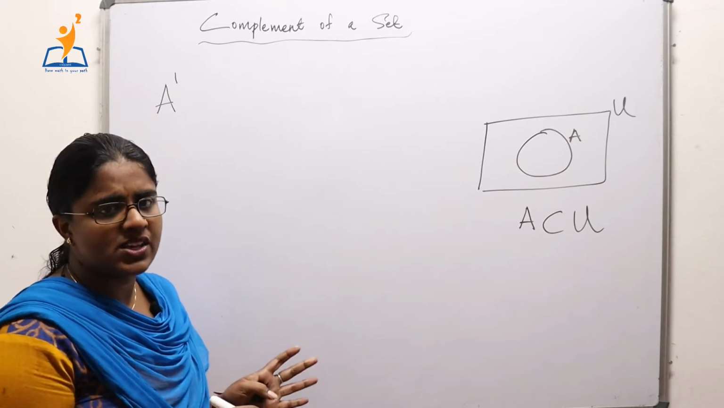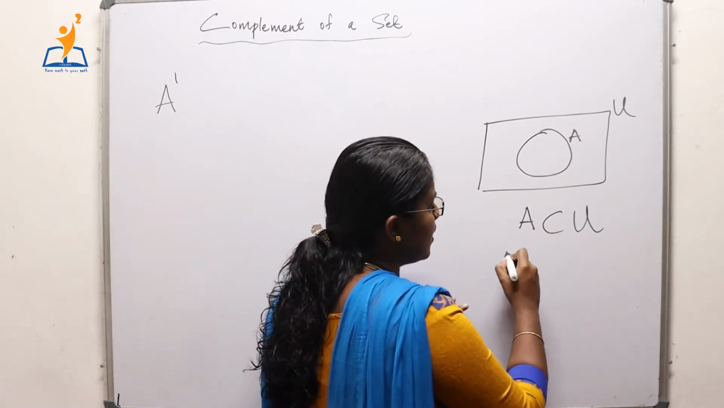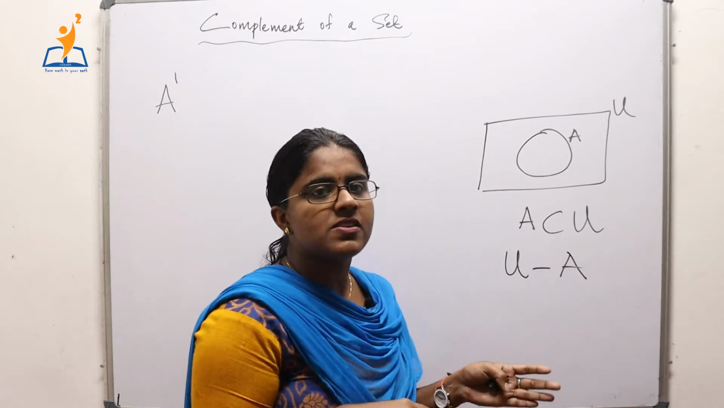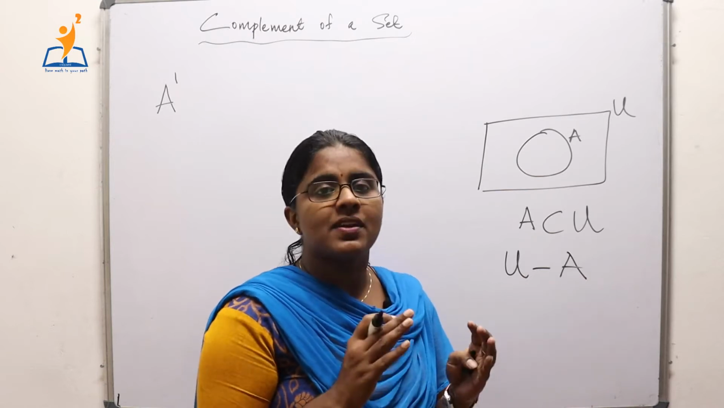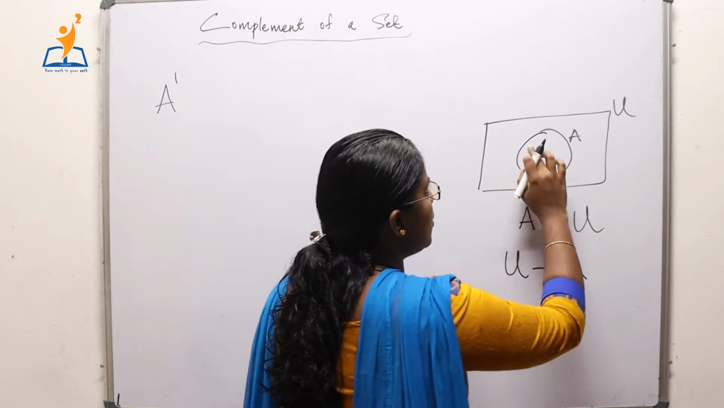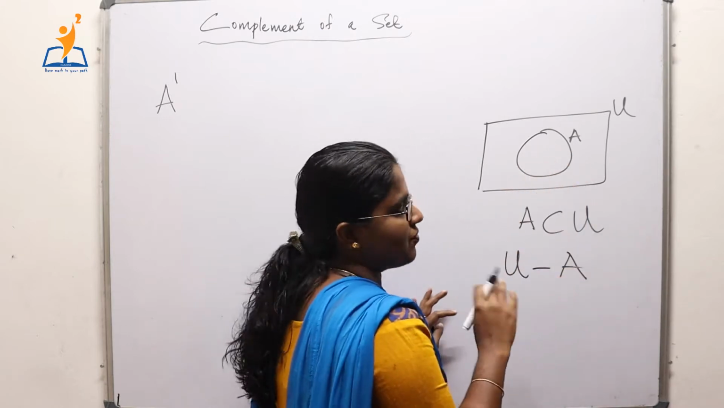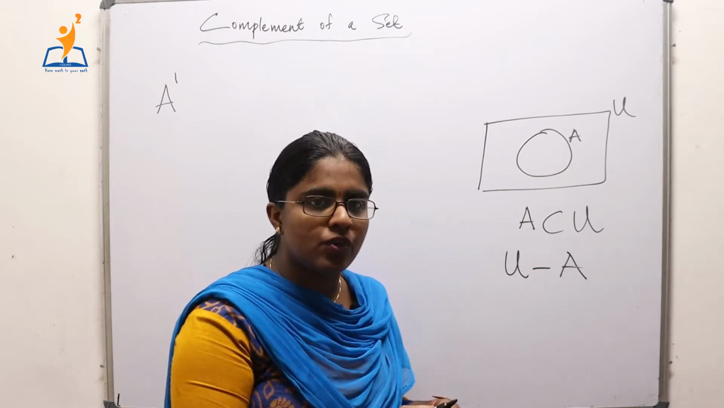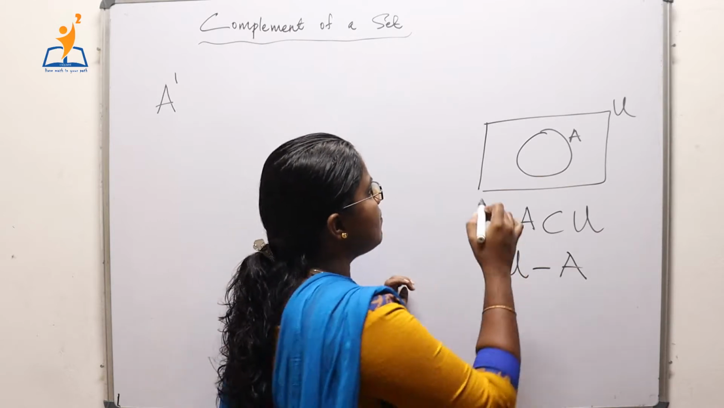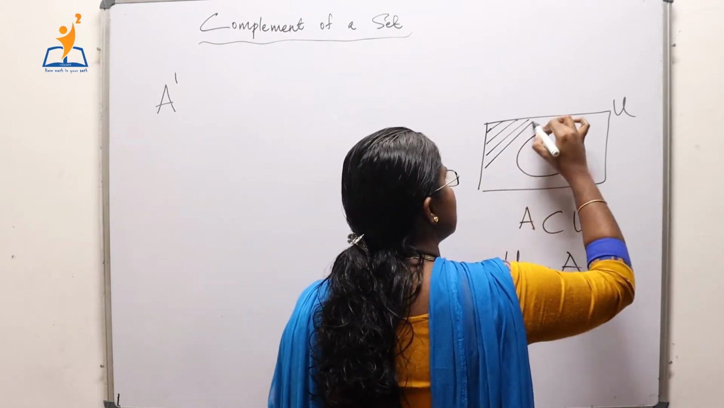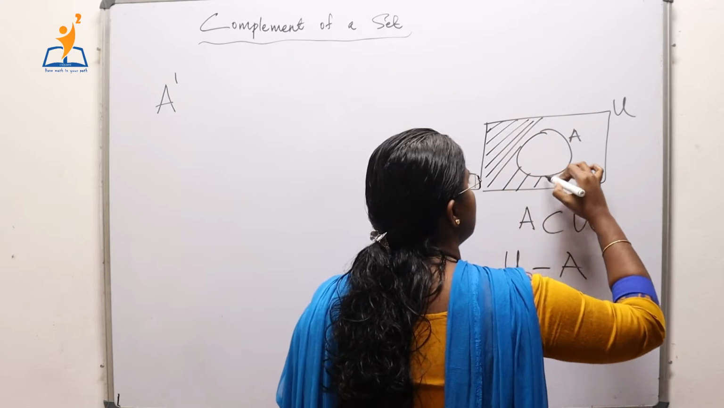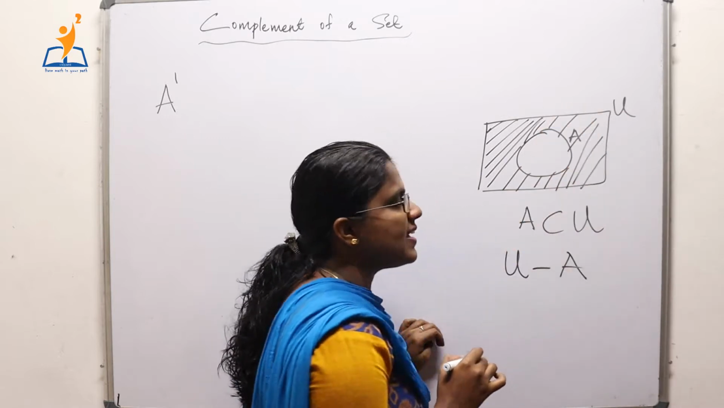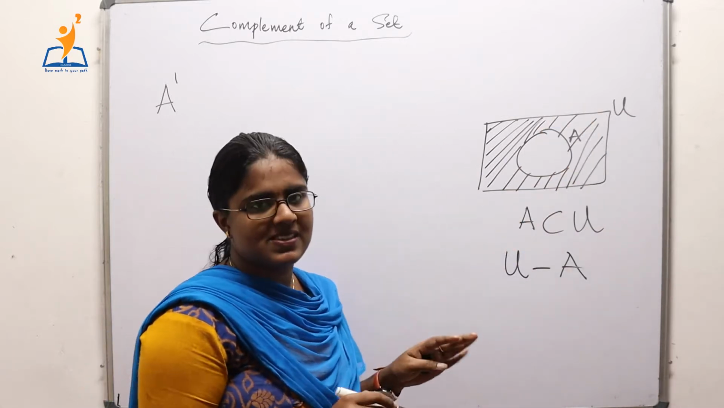Then what is A dash? A dash is U minus A. That is all the other elements of the universal set except the elements from A. We know this particular set contains the elements of A, and U minus A means the set of all elements of U which are not in A. This is the region which contains the elements of U but not the elements of A. So this shaded region is the complement of our set A.